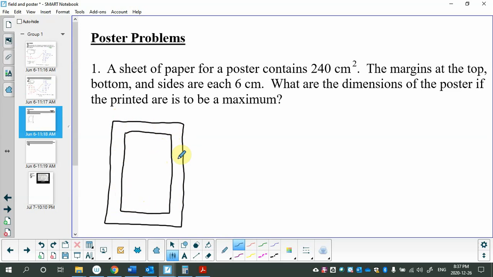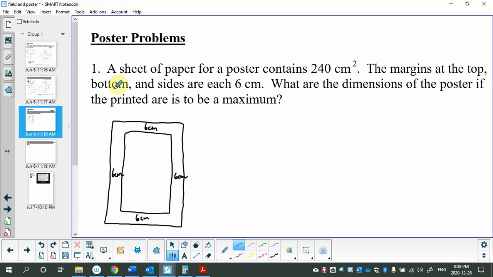Now, sometimes this space is the same all the way around, and sometimes it changes. For this particular question, it says that the margins at the top and the bottom and the sides are 6 centimeters. So this is 6 centimeters, and this is 6 centimeters, and this is 6 centimeters, and this is 6 centimeters. So sometimes that is not the case. Now, I haven't read most of the problem. I wanted to explain what a poster looks like in case you don't have one in your bedroom. So a sheet of paper for a poster contains 240 centimeters squared.